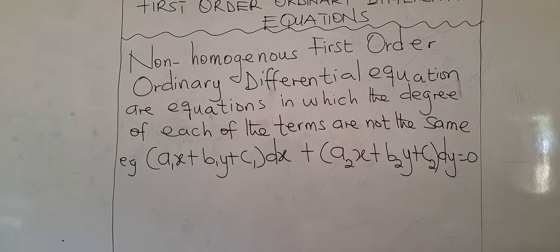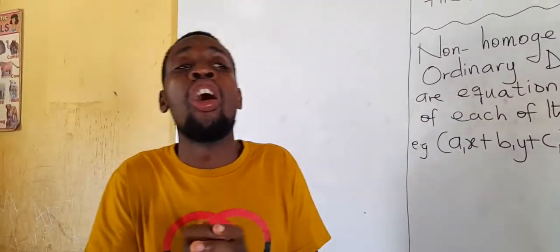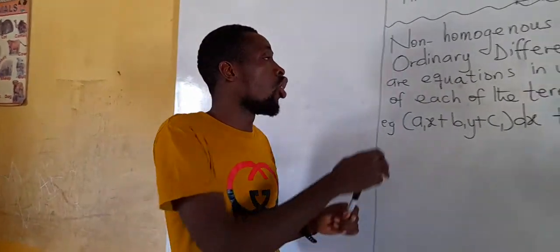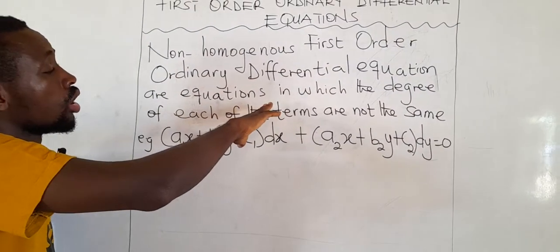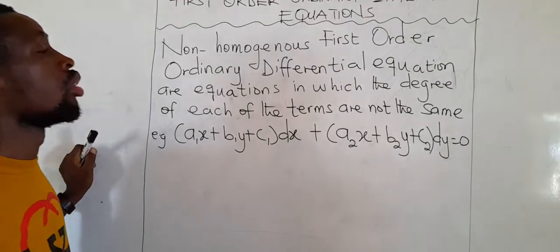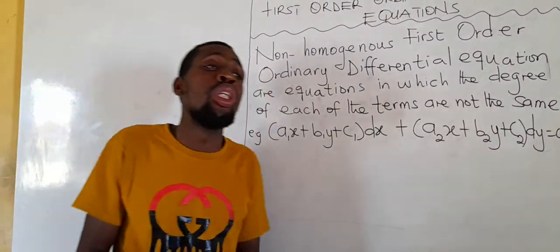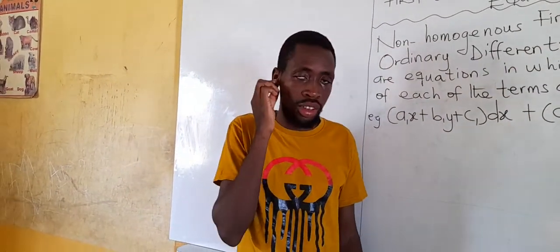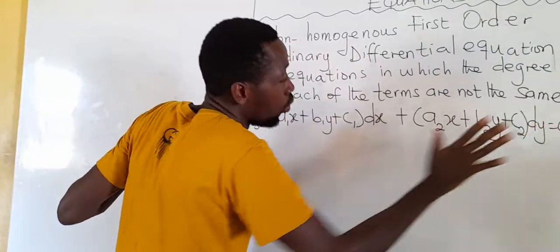So we'll start things off by knowing what non-homogeneous first order ordinary differential equations are and the forms they take. Non-homogeneous first order ordinary differential equations are equations in which the degrees of the terms are not the same. Remember, when we were doing homogeneous ones, we said the degree of each of the terms is the same. So it's the opposite of that. Let's check. They usually take this form.